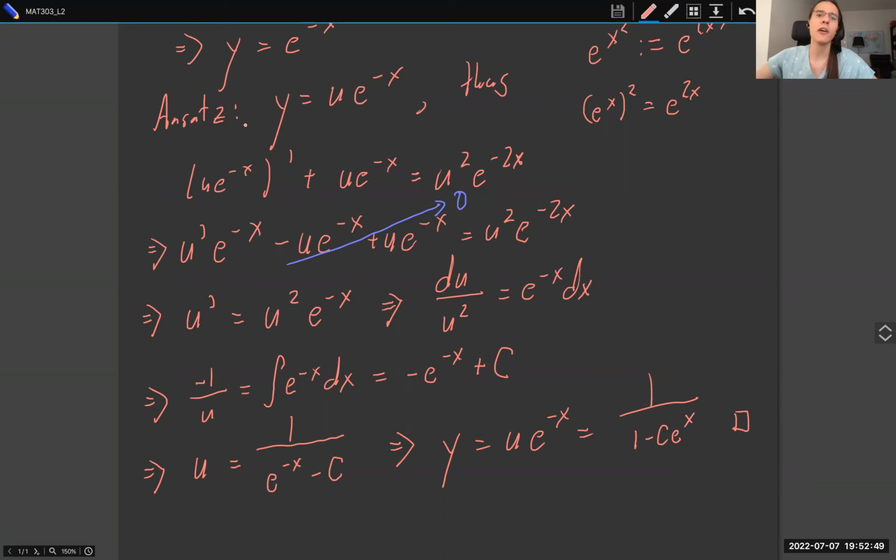So remember, when you make an ansatz, in the end you have to return and actually solve for what the solution is. Because we were solving for u, but we actually want to know what y is. Does that make sense?